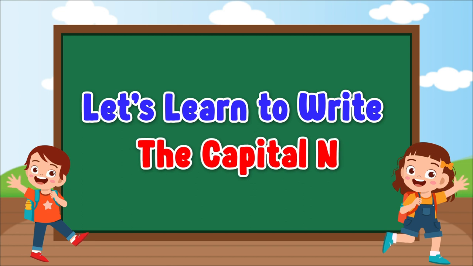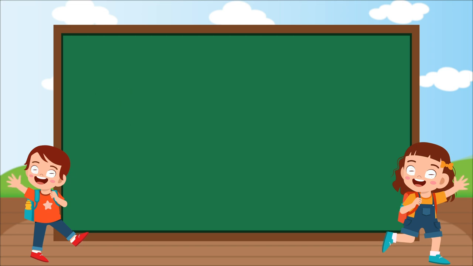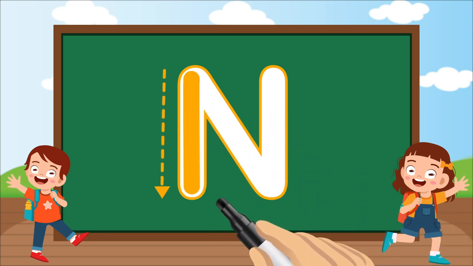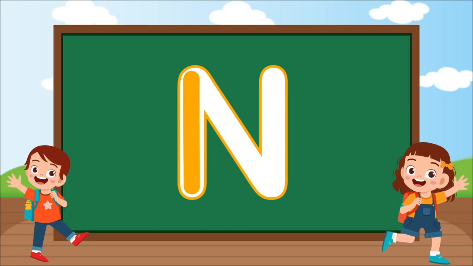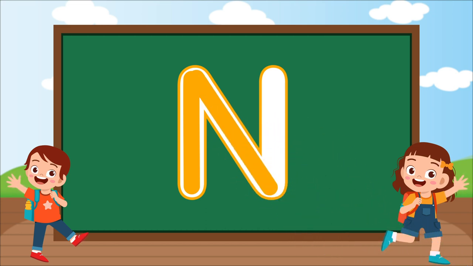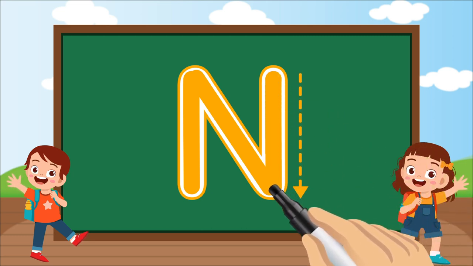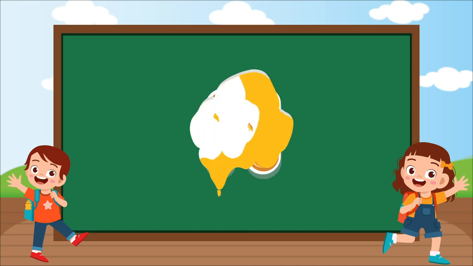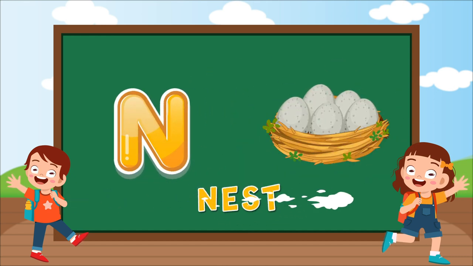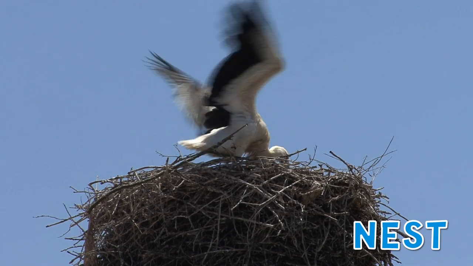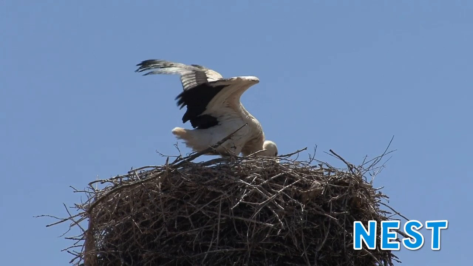Let's learn to write the capital N. First, we will draw a standing line. Then draw a slanting line towards the right. In the end, again, draw a standing line. N is for nest. Nest.